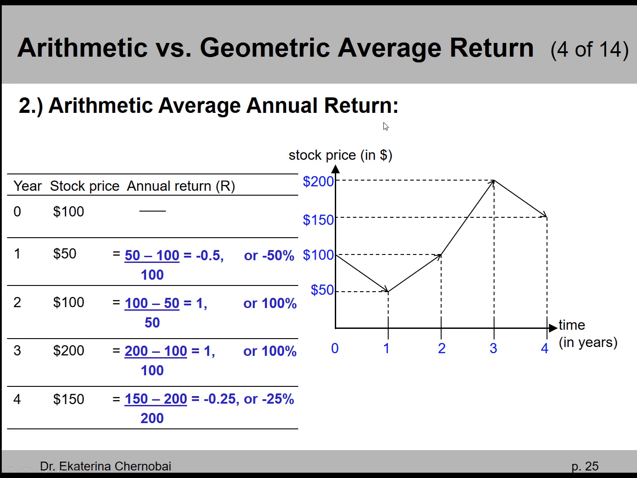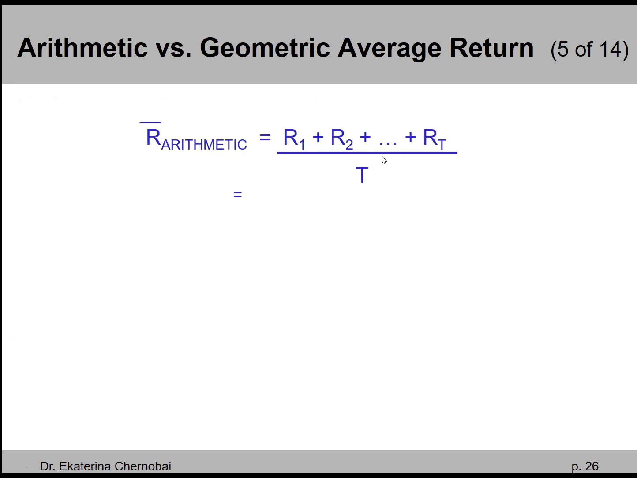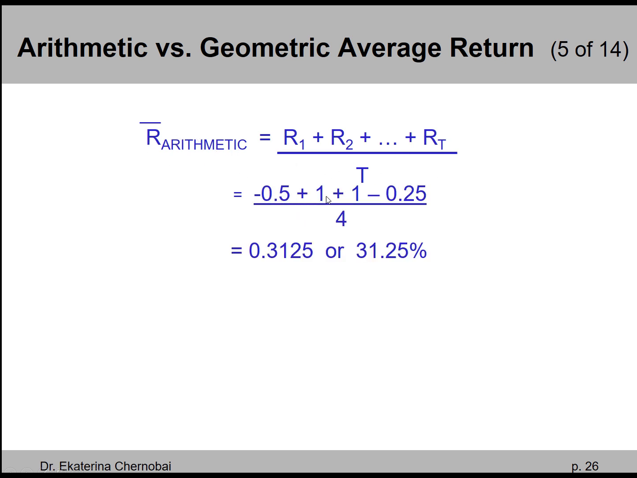Now, what's the average? Well, super simple. The arithmetic average is nothing but the simple average. You add up the four returns that we have, divide that sum by 4, and you get 31.25% on average every year, right? You can either add the returns in decimals, then you get the answer in decimals. You could also do the sum using percent and divide by 4, in which case you would get 31.25% directly.